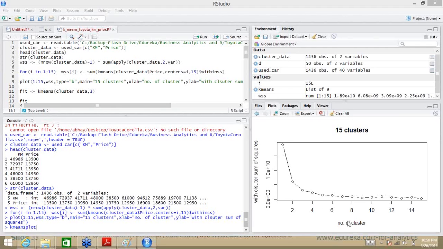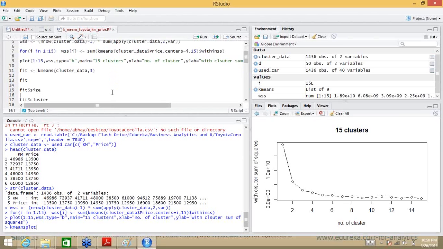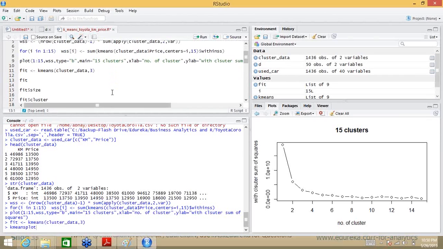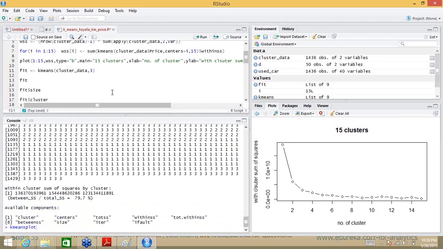Yeah, 6 is optimal, right? Correct. 5, 6, yeah, correct. Because it's kind of flattening out, right? So from this, you can clearly determine that the elbow curve is flattening out. So let's go with cluster data 3. So let's see what it has to say.